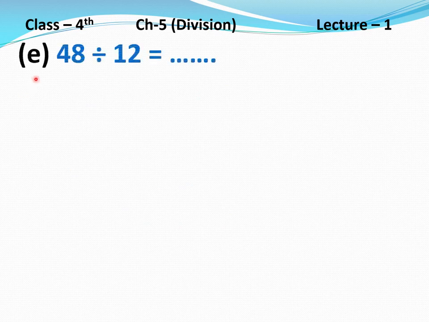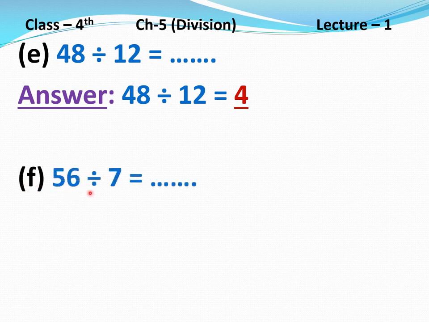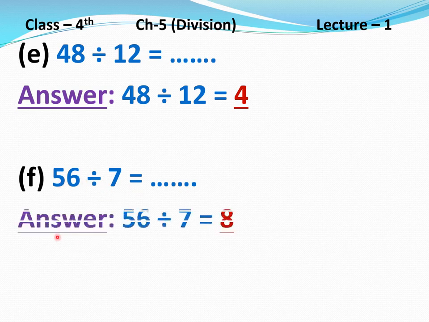Now E part: 48 divide 12 equal to dash. We have to divide 48 by 12. So what will you get? See, the answer: 48 divide 12 equal to 4. So 4 is the answer. Now F part: 56 divide 7 equal to dash. So we will divide 56 by 7. So what will we get? Write down the answer. 56 divide 7 equal to 8. So 8 is the answer.